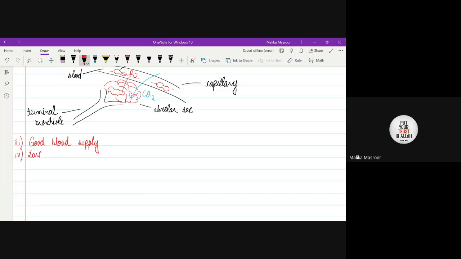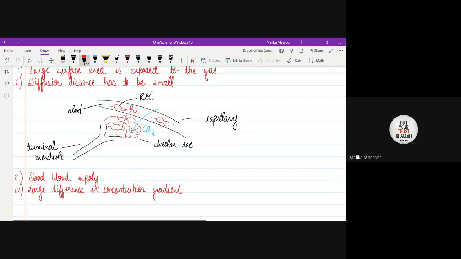Fourth is again large difference in concentration gradient. Right, so we see that there's a large difference in the concentration of the two points, which are alveoli and capillaries. Continuously the alveoli is losing oxygen and gaining carbon dioxide. When it's continuously losing oxygen, there will be less oxygen in the alveoli, so it will lose more and more oxygen. When your blood has more carbon dioxide, it will lose more and more carbon dioxide and give it to the alveoli.